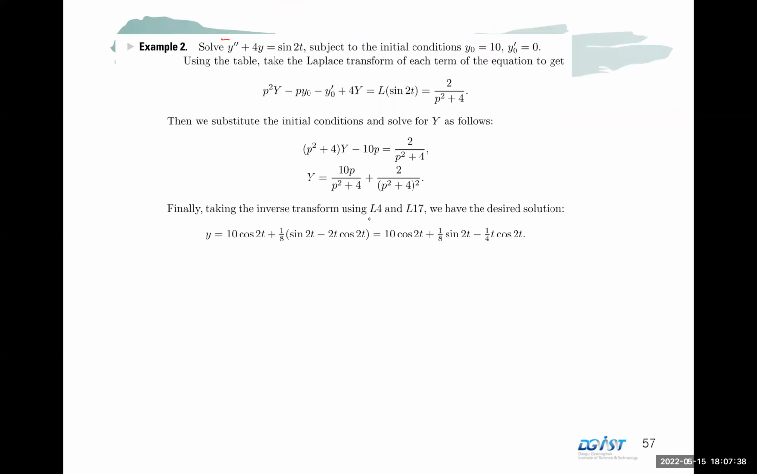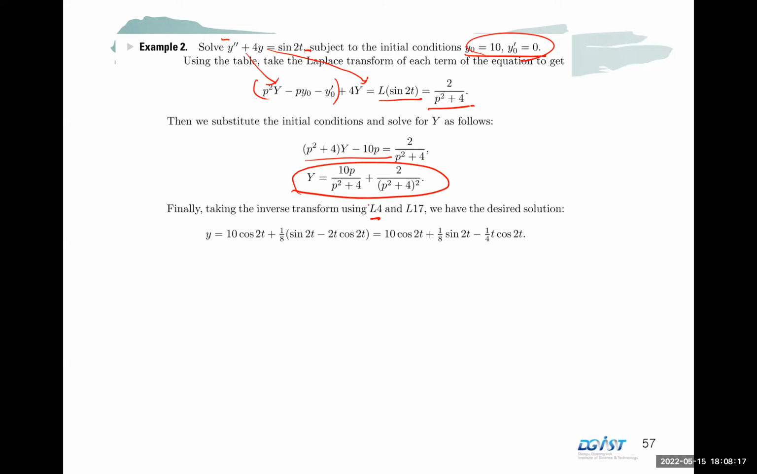Okay, so let's take one more example. y double prime plus 4y is sine 2t. And we have this initial condition. Let's take the Laplace transform. This is the second derivative, and this is the small y. And if we take the Laplace transform of sine 2t, we have this one. And by this initial condition, we have this form, and finally we can obtain the capital Y in this form.